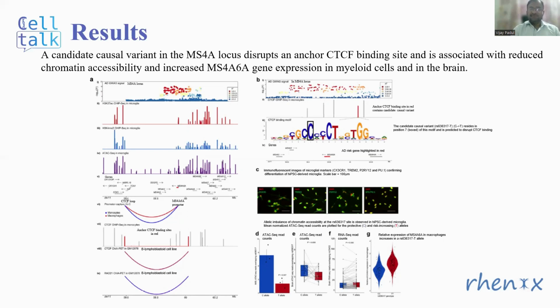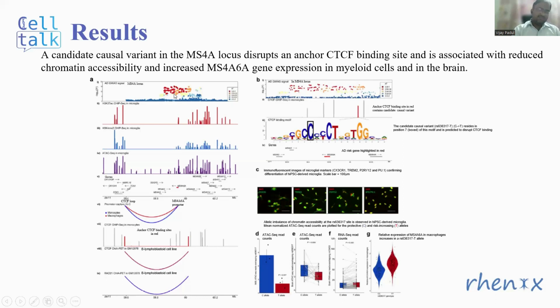So this CTCF binding is required for proper functioning, and that is done by bringing different locations of the chromosome together. So here they show that this particular variant that is found in this gene, this locus and this particular gene, it is disrupting that CTCF site. It is resulting in the increased expression of that particular target gene.